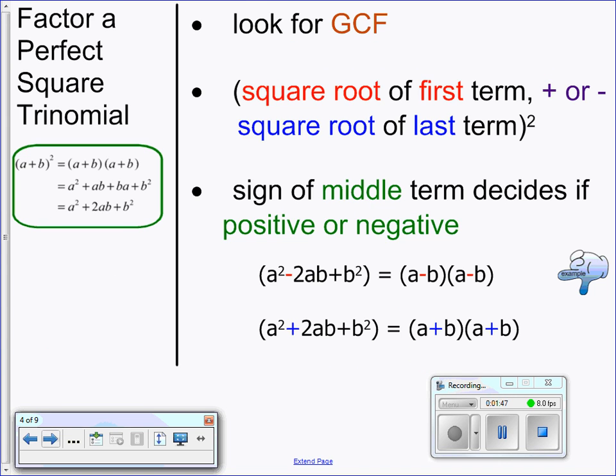How do we factor it? Always, first thing, look for the GCF. Then in your parentheses goes the square root of the first term, then plus or minus, depending on the original equation, the square root of the last term. The sign of the middle term decides if this is positive or negative. So if this one is negative, these two are negative. If this is positive, these two are positive.